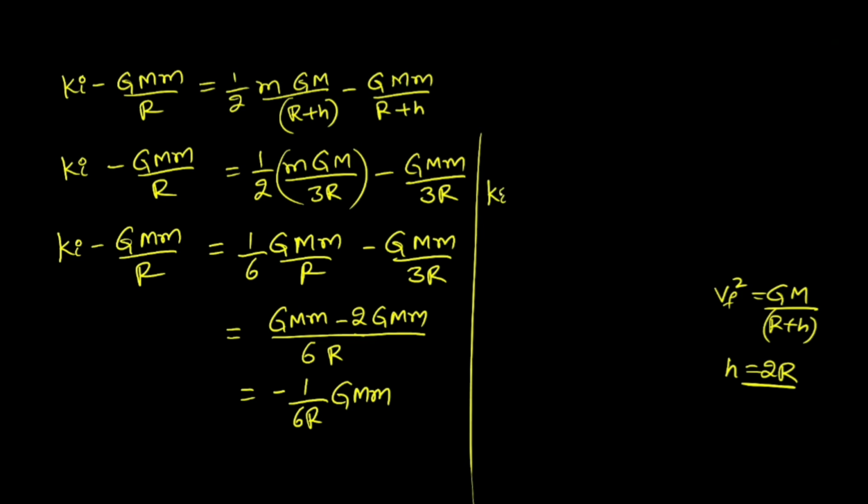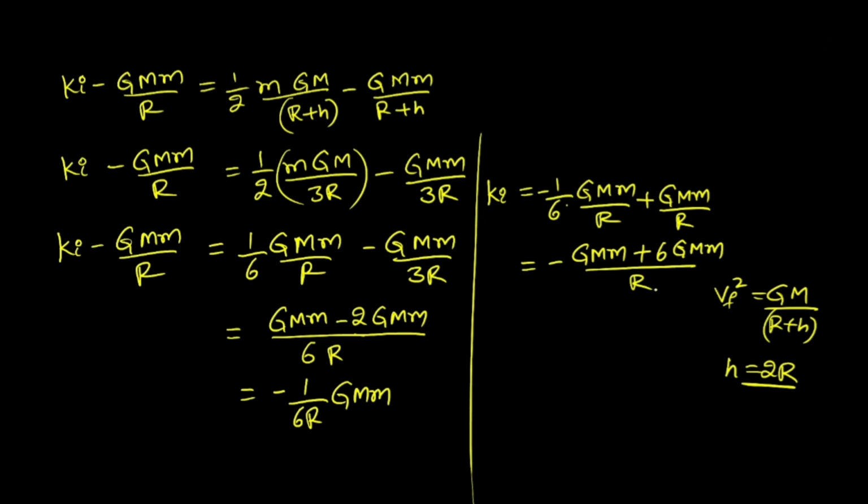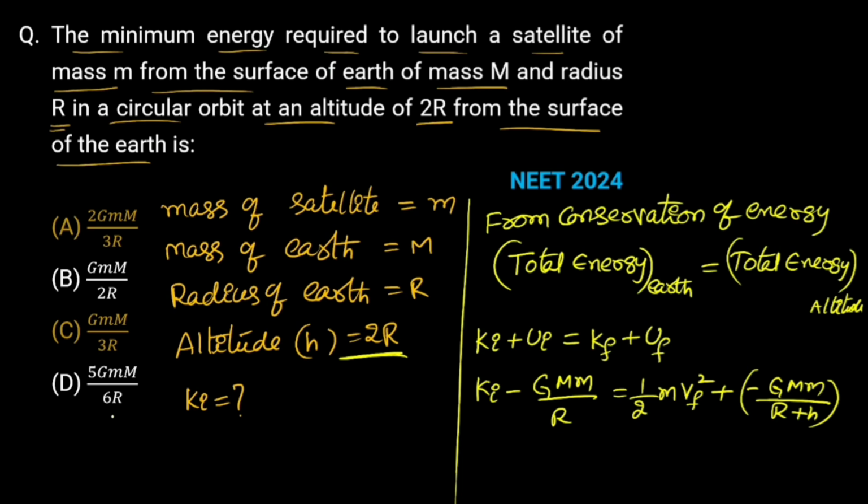Then the energy, initial energy equal to minus 1 by 6 GM by r plus GM by r. We simplify it. It is minus GM plus 6 GM by 6r. Now you simplify it. It is 5 by 6 GM by r. That is the energy required for launching the satellite: 5 by 6 GMm by r.